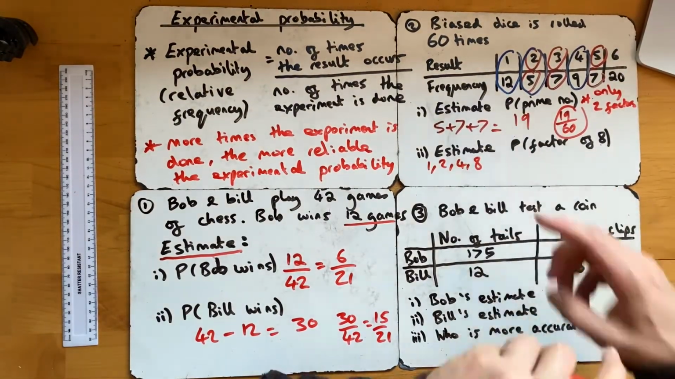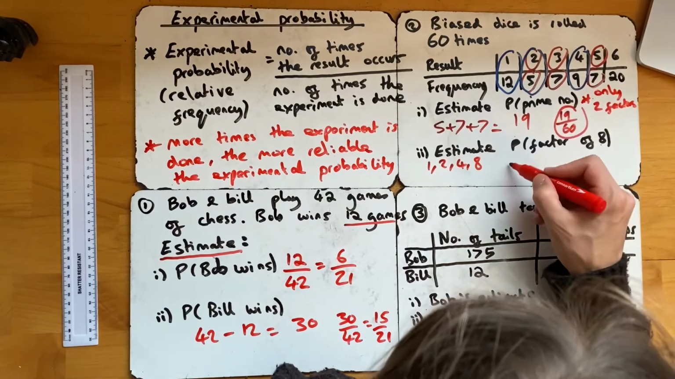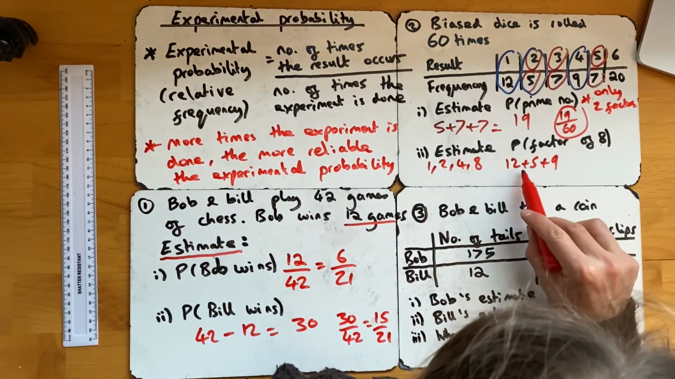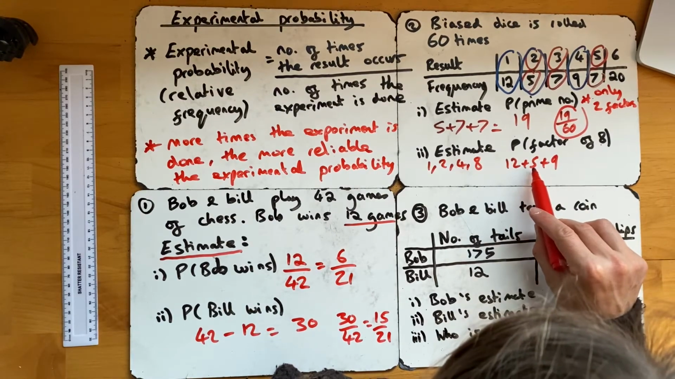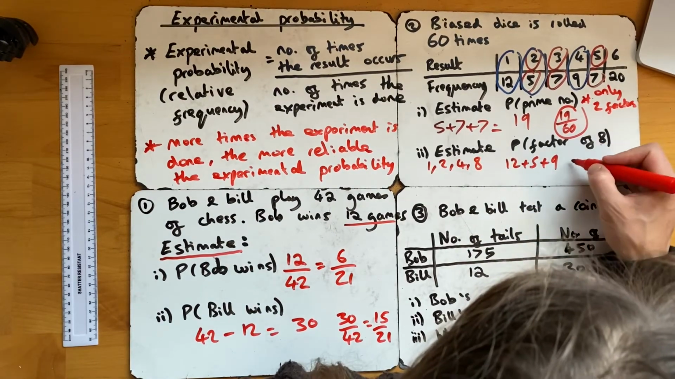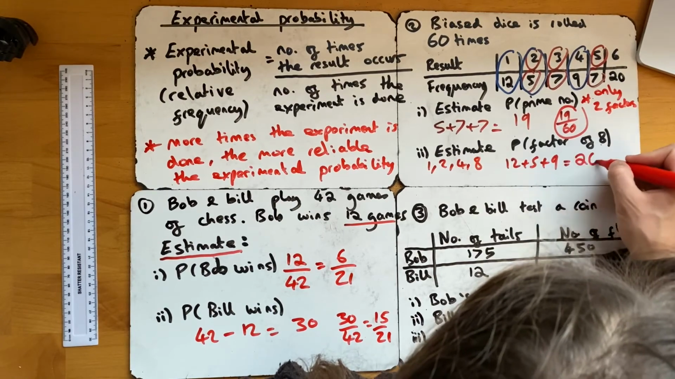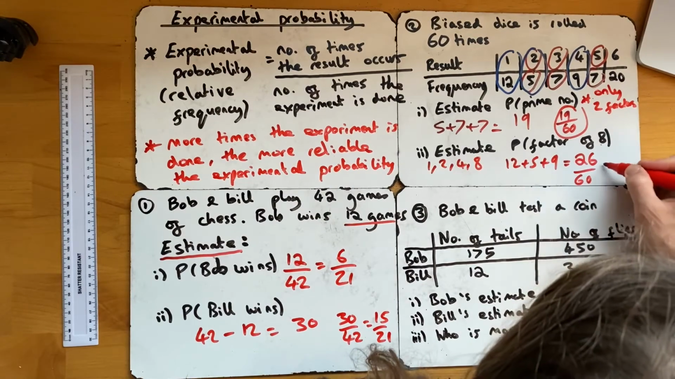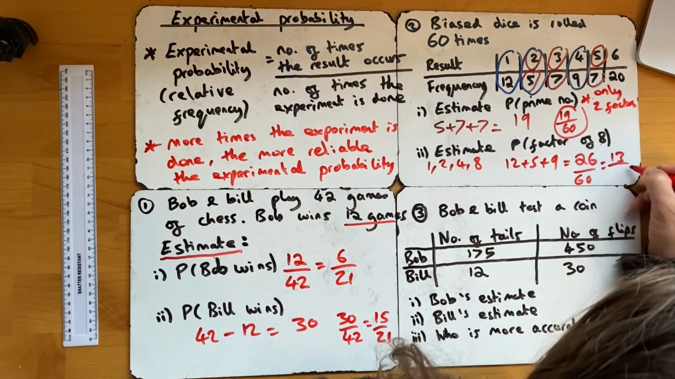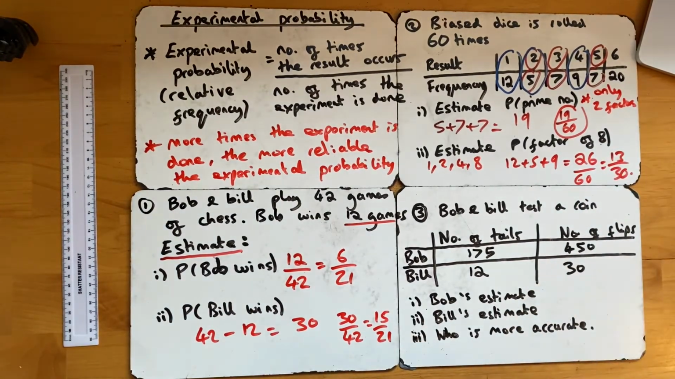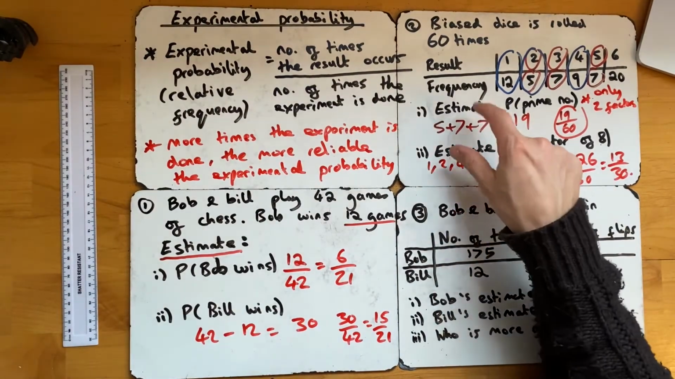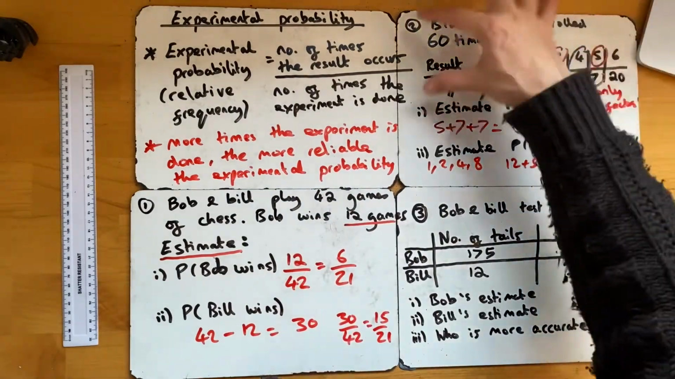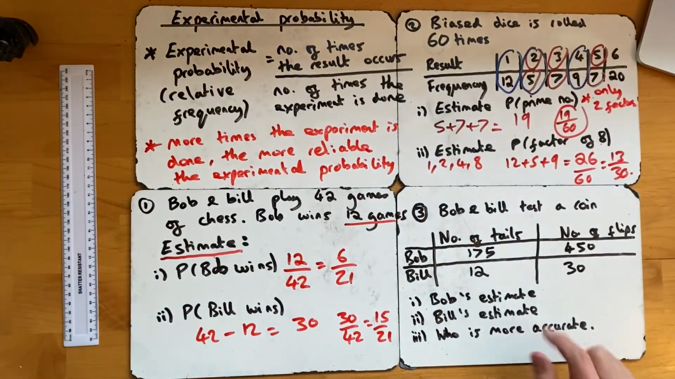So these are the numbers 12, 5, and 9. So 12 plus 5 plus 9. 12 plus 5 is 17, plus 9 is 26. And it's again out of 60. Even numbers, divide by 2, 13 out of 30. That is your estimate. Estimate is just a word they use for experimental probability questions, but you still just work it out using the experiment results they give you.